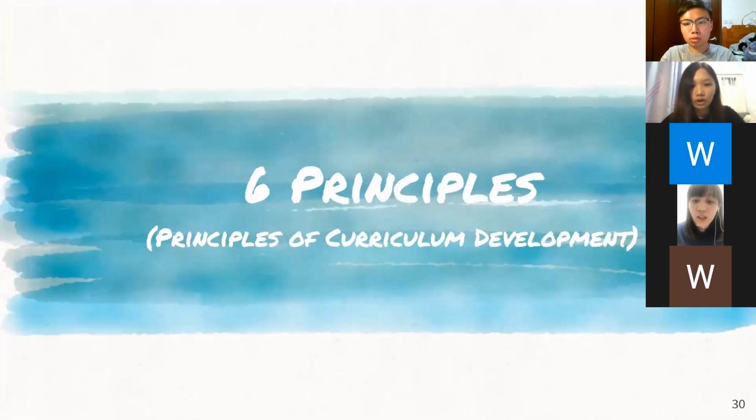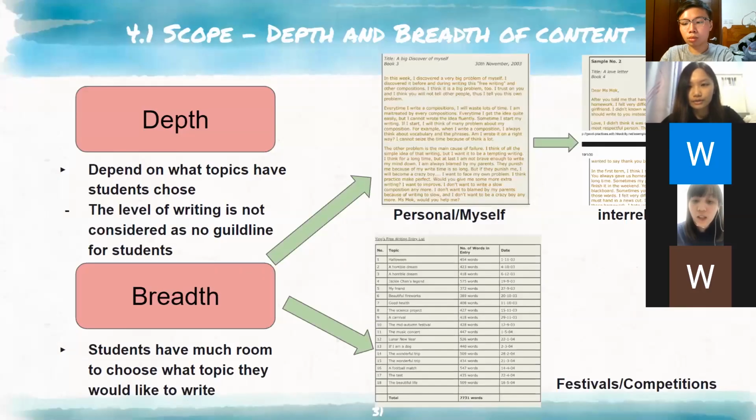Next, we will talk about the six principles. For the depth and breadth, this scheme is actually not so obvious in depth. Since topics all depend on what students would like to write, they usually write some daily topics instead of some high-level topics. For the breadth, since much room is provided for the students, there are different kinds of topics, such as personal, social, interpersonal, and so on.